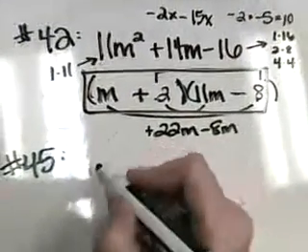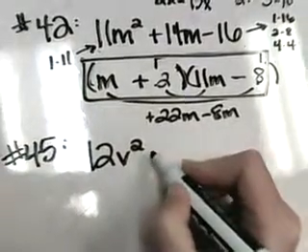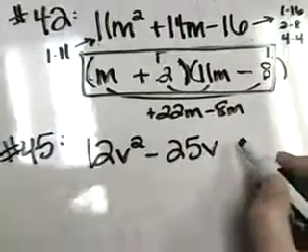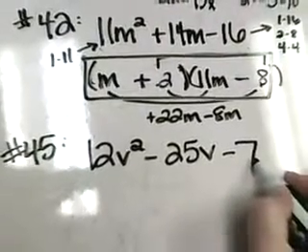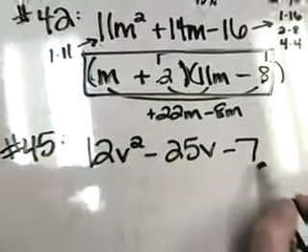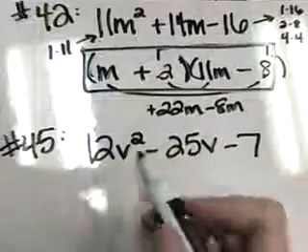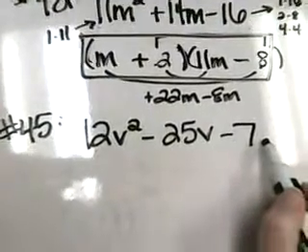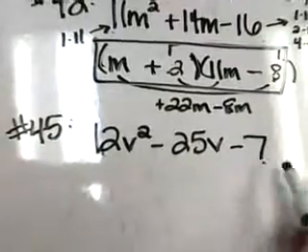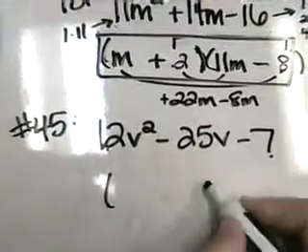45 is 12v squared minus 25v minus 7. Okay, 3 terms, 1, 2, 3. Can I take anything out? 12, 25, and 7, no, they have nothing in common. These guys have v's and this does not, so I can't take anything out there. Are the first and the third perfect squares? No, neither one is a perfect square. So I'm going to general factor.